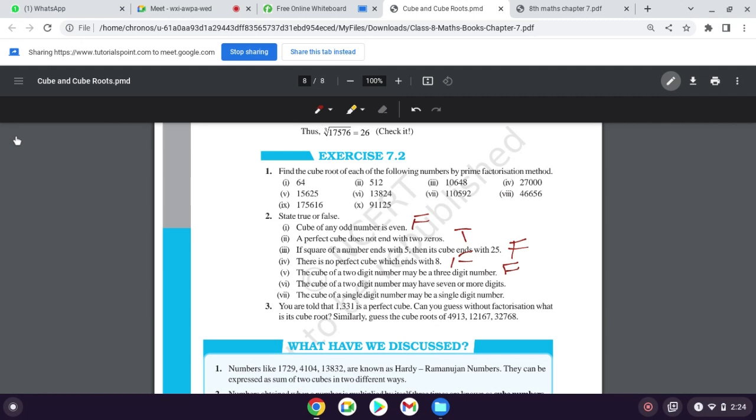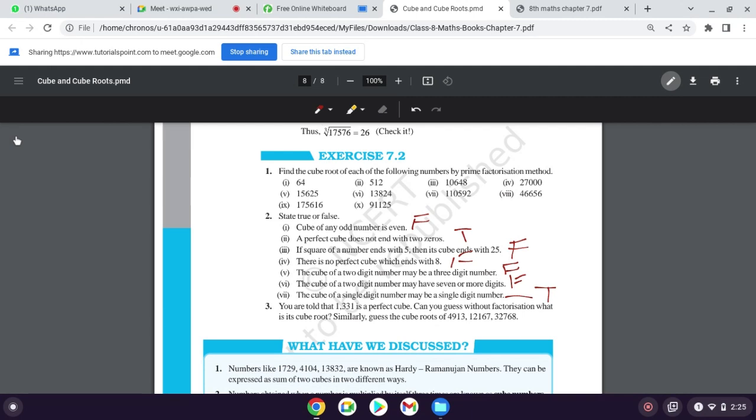Sixth one: the cube of a 2-digit number may have 7 or more digits. No, that is false. The largest 2-digit natural number is 99, and the cube of 99 has 6 digits in it, and therefore the cube of any 2-digit number cannot have 7 or more digits. Last one: the cube of a single digit number may be a single digit number. True. Cubes of 1 and 2 are 1 and 8. True.